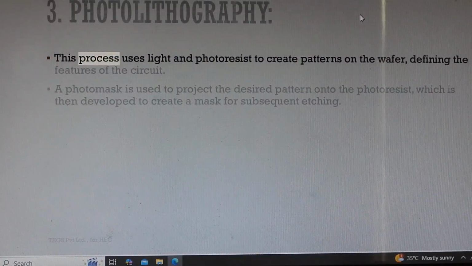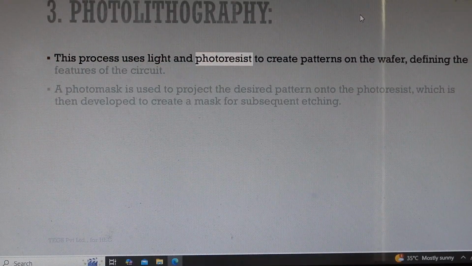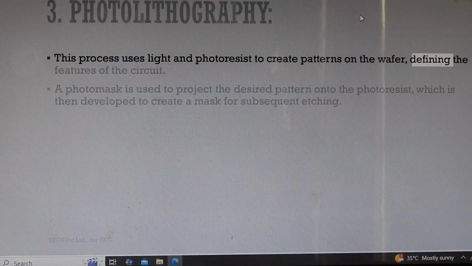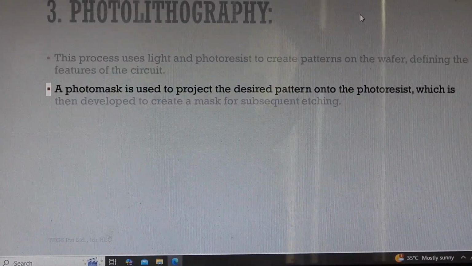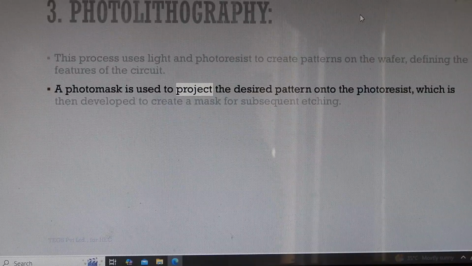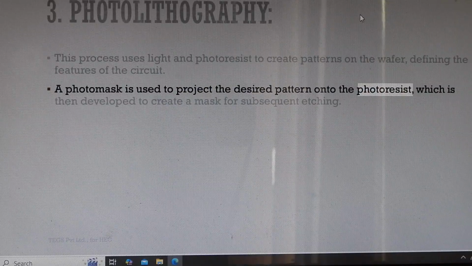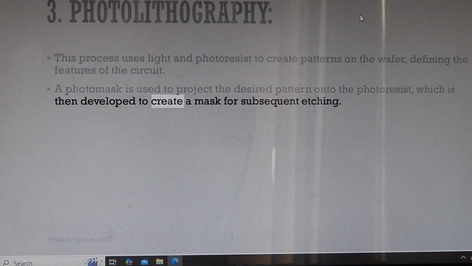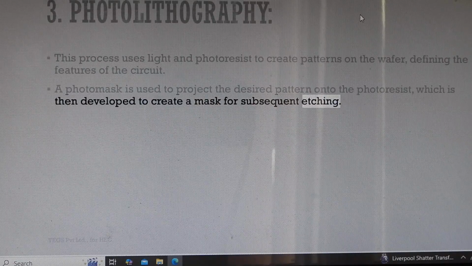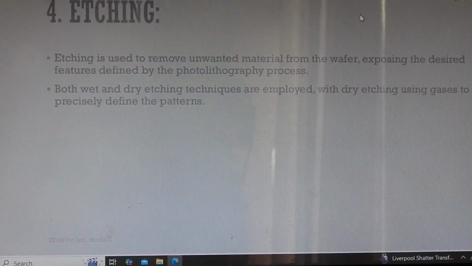This process uses light and photoresist to create patterns on the wafer, defining the features of the circuit. A photomask is used to project the desired pattern onto the photoresist, which is then developed to create a mask for subsequent etching. 4. Etching.